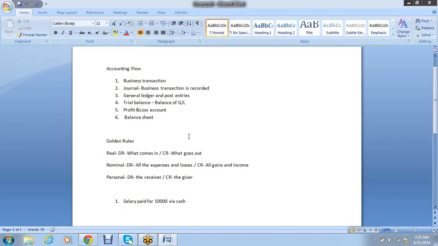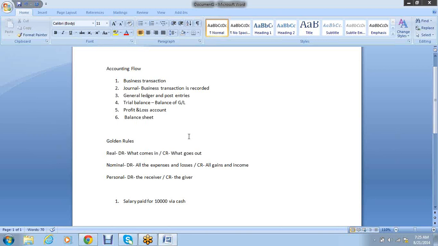So salary is a what account? Real, nominal or personal? Salary will be a personal account, because it is the personal account of the person. Always think from the company perspective, not the individual perspective, because you are recording the transaction for the company, not for the employees. You are recording for the business.